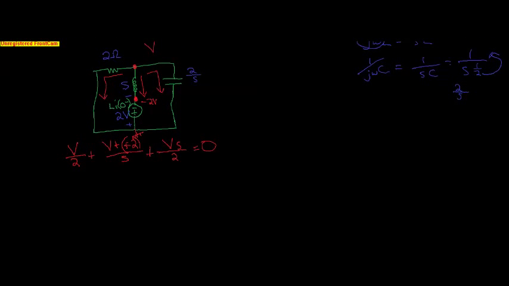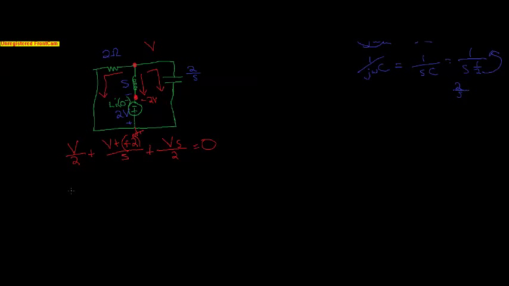Let's do a little bit of simplification and cleaning up. This is V over 2 plus V over s plus 2 over s. All I did was break this down into two terms to make it look a little cleaner. Plus V times s over 2, and this still all equals 0. Now let's get rid of the fractions and multiply by 2s.